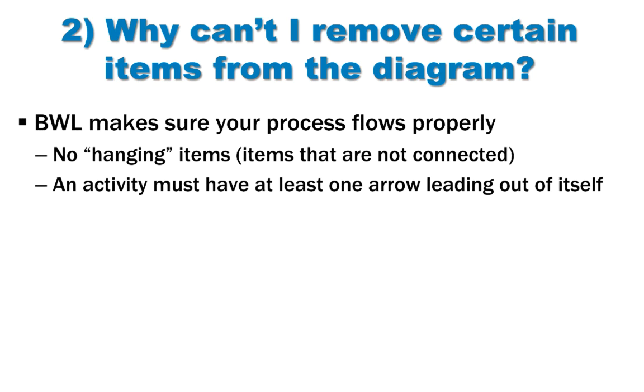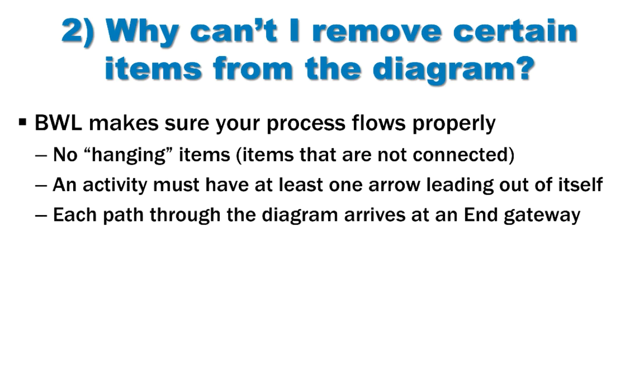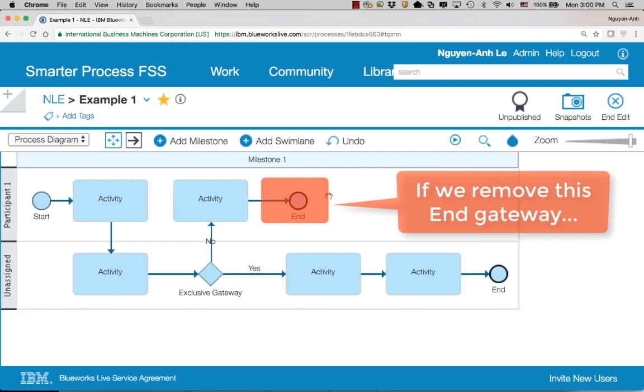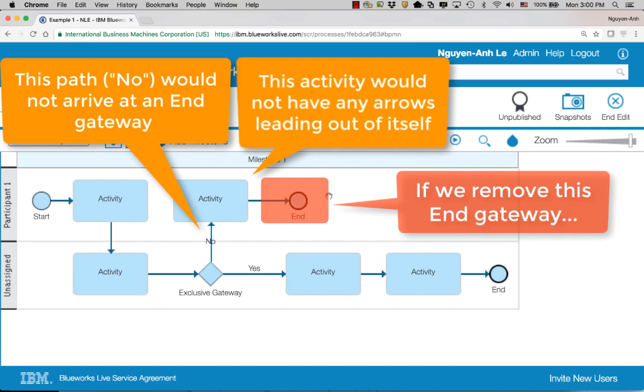An activity must have at least one arrow leading out of itself. And each path through the diagram must arrive at an end gateway. If we remove this end gateway, this activity would not have any arrows leading out of itself, and this path would not lead to an end gateway.